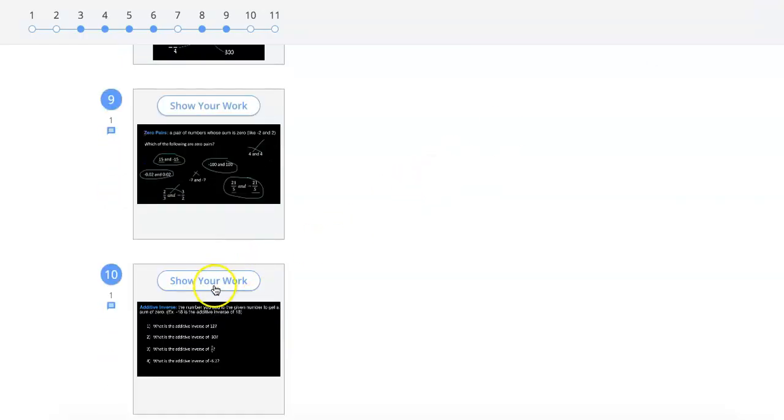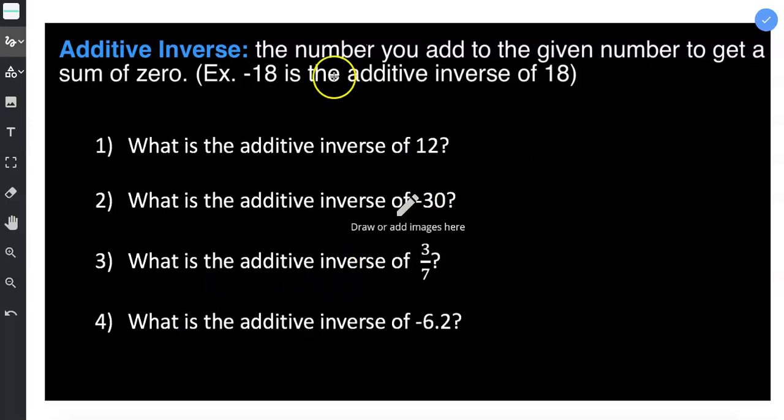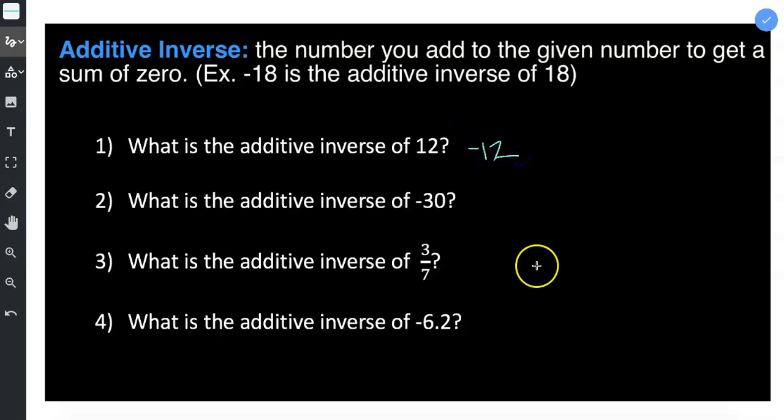And then finally, we need to talk about additive inverse. It's the number you add to the given number to get a sum of 0. So negative 18 is the additive inverse of 18. So again, this is a very similar concept to what we've been talking about. What is the additive inverse of 12? Well, you'd have to add negative 12 to 12 to get 0.